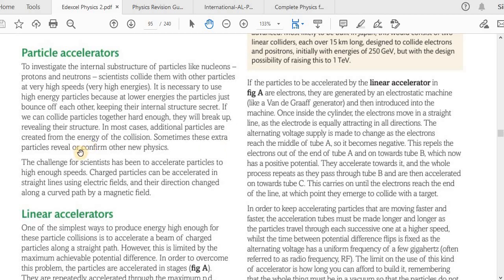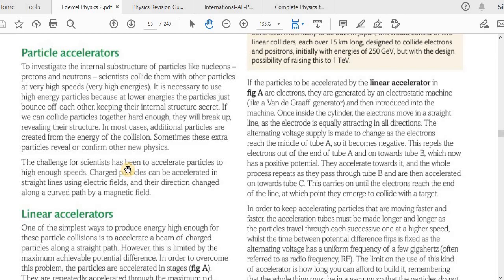Sometimes these extra particles reveal or confirm other new physics. The challenge for scientists has been to accelerate particles to high enough speeds. Charged particles can be accelerated in straight lines using electric fields.